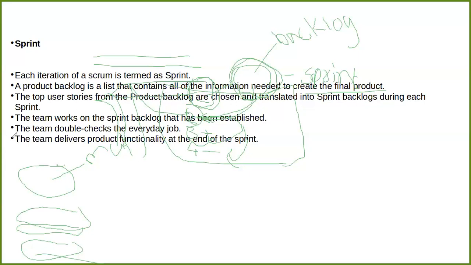This is the basic thing actually. The team double-checks the everyday job, and the team delivers product functionality at the end of the sprint. What will be the duration of this sprint? We are saying the sprint is one cycle, but what will be the duration? It is actually 4 weeks, but it varies from company to company.